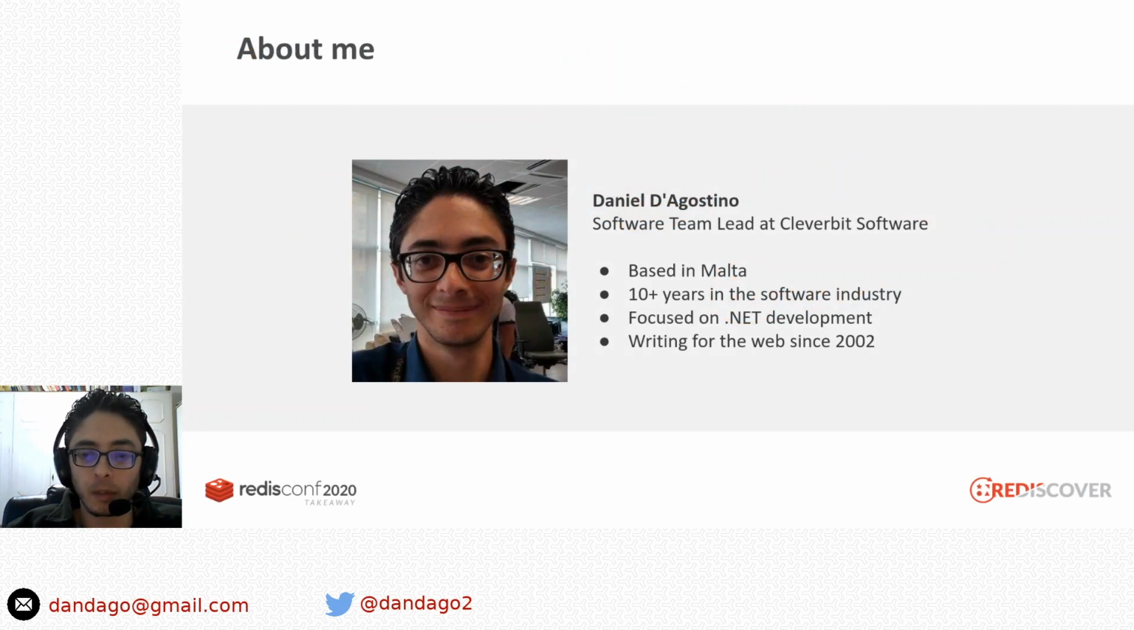My name is Daniel D'Agostino. I am a software team lead at Cleverbit Software, a company based in Malta. I've been working in the software industry for more than 10 years, and my main focus is .NET development. I've also been writing on the web since 2002, and I've run a number of websites and blogs, and nowadays I also write articles professionally.